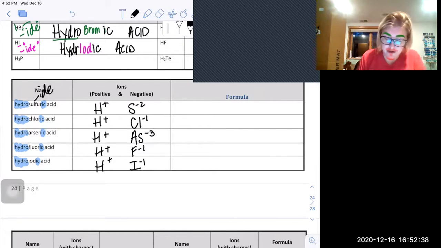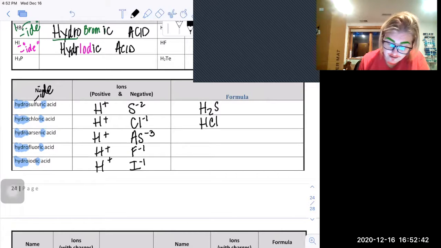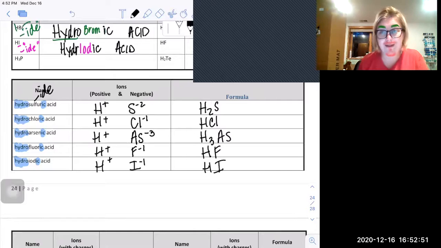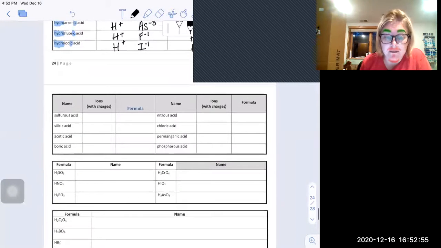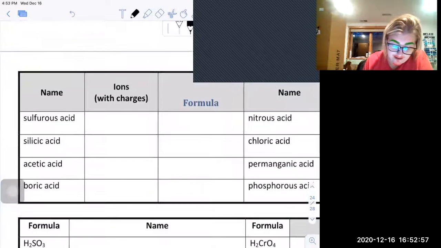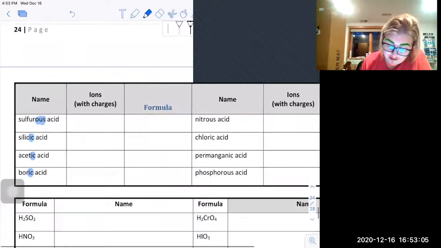Now we would crisscross charges: H2S, HCl, H3As, HF, and HI. So that's all for the IDE endings. Let's move to the next part. Now we have endings all mixed up: an OUS ending, an IC ending, an IC ending, an IC ending, an OUS ending.